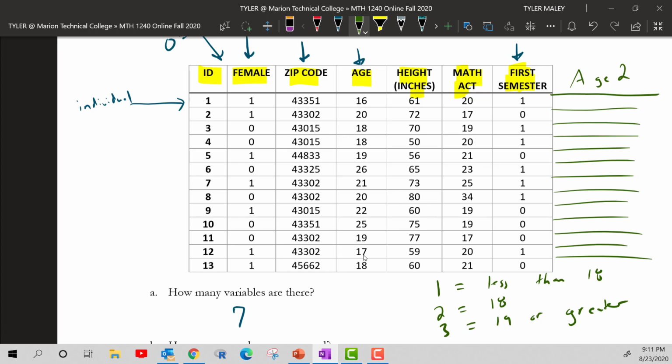So I could come through and I'd have 1, 3, 2, 2, 3, 3, 3, 3, 3, 3, 3, 1, 2, right? I just went through really quick and identified the 1s, 2s, and 3s for each person. And so now this age variable would actually be categorical or qualitative. So just something to keep in mind. It's important to physically look at what the numbers represent.